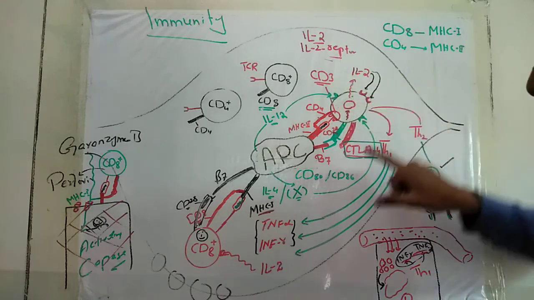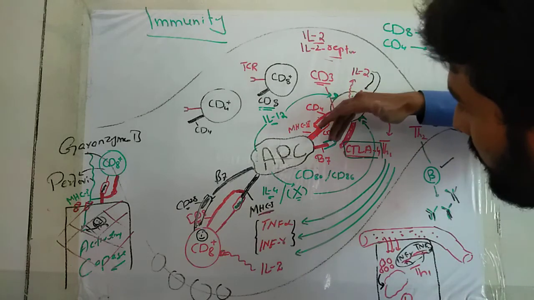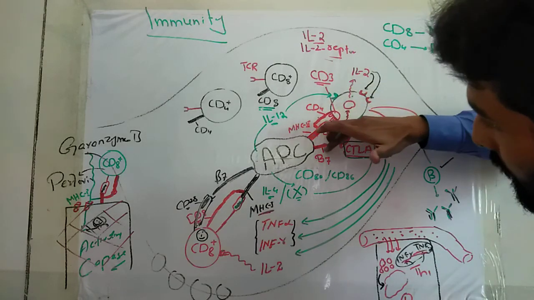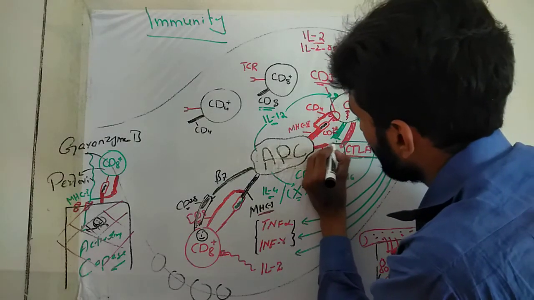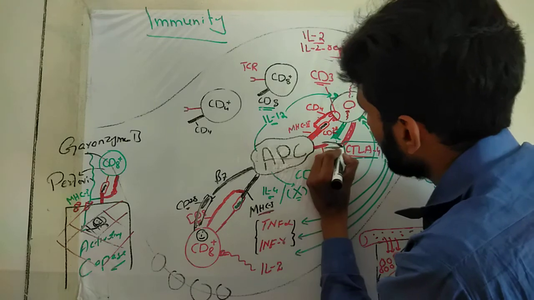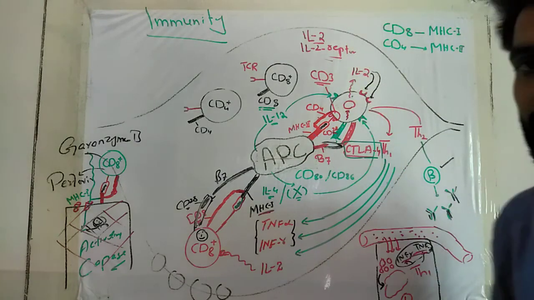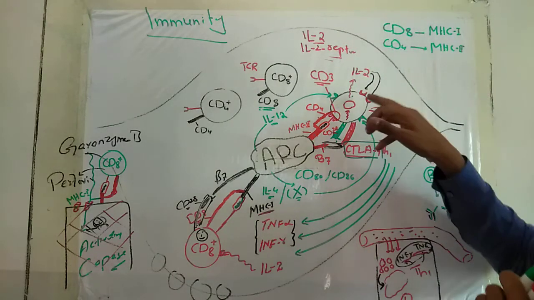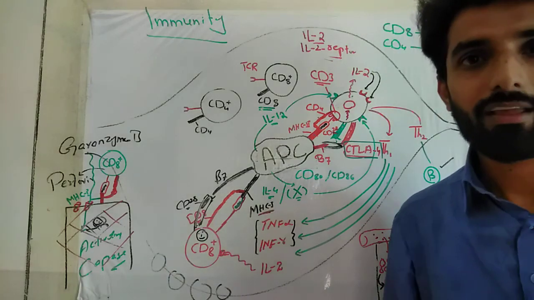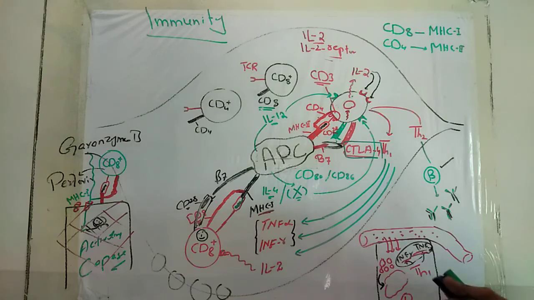This CTLA4 has more tendency for B7, so what will it do? It will displace this CD28, and it will get attached to the B7 itself. When there is attachment of CTLA4 and B7, there will be an inhibitory signal, and T cell proliferation will stop now. The same goes for cytotoxic T cells as well.